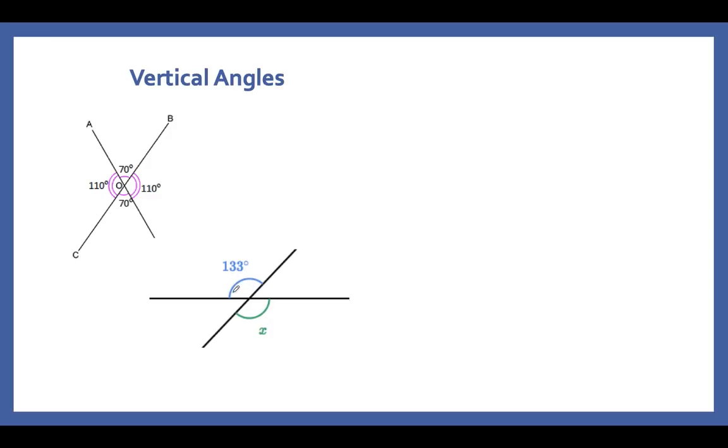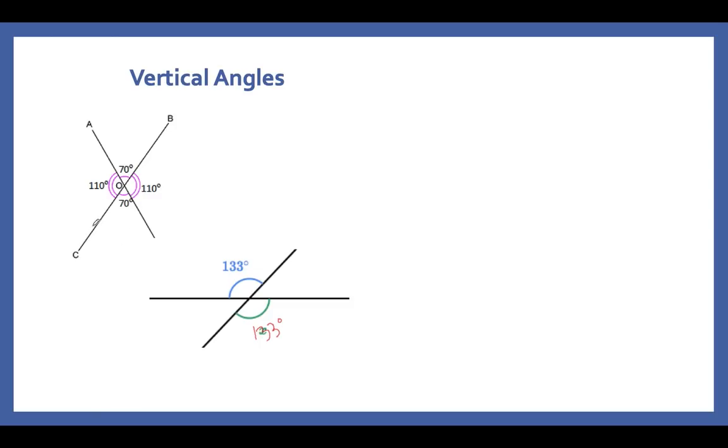Congruent means if we know that this blue angle is vertical with this green angle, then we know if this angle is 133 degrees, then X also has to be 133 degrees.